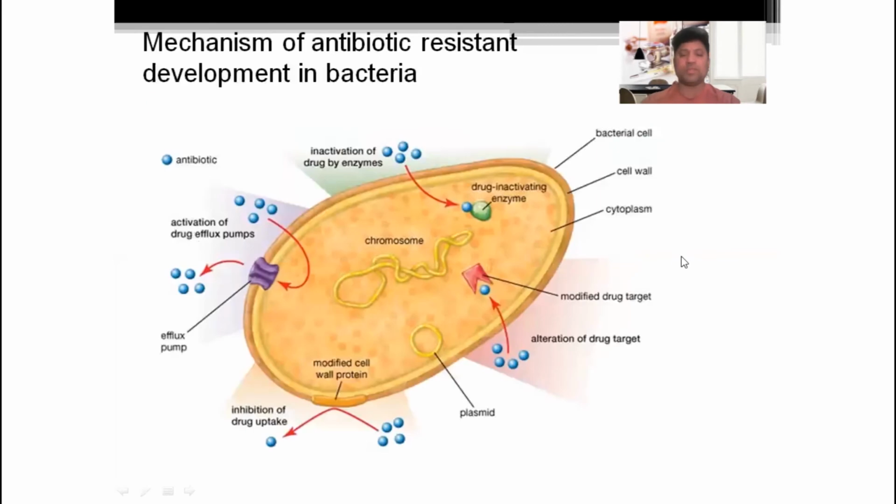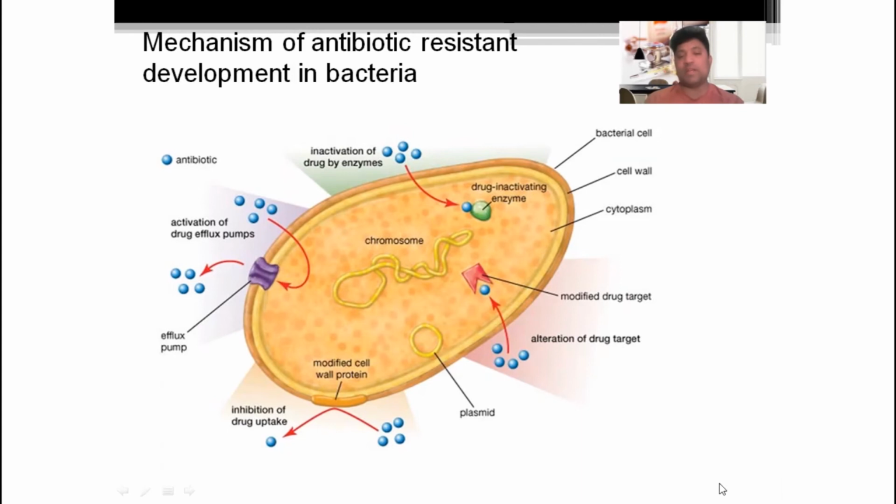Okay, well, now I would like to talk a little bit about resistance against the antibiotics. There are four different mechanisms by which the resistance develops in the bacteria. Obviously, there are many other mechanisms, but these are the four major mechanisms by which bacteria produce the resistance against the antibiotics. The first one is the inactivation of the drug by the enzyme.